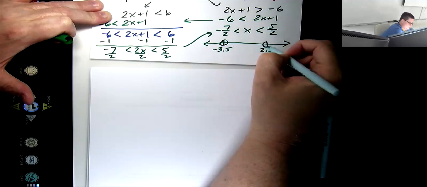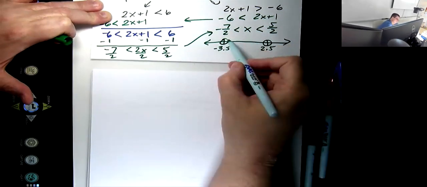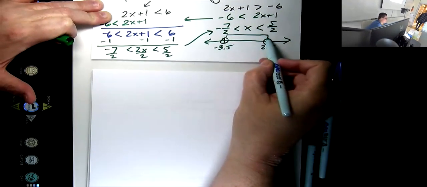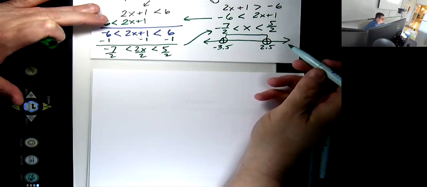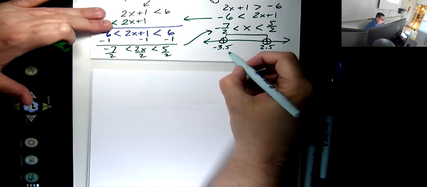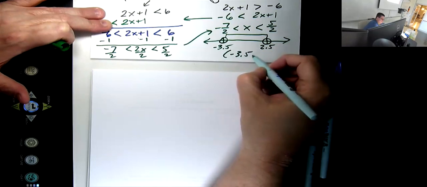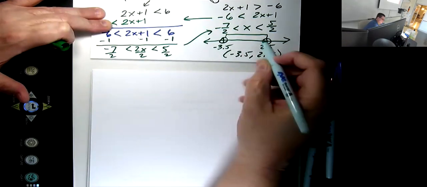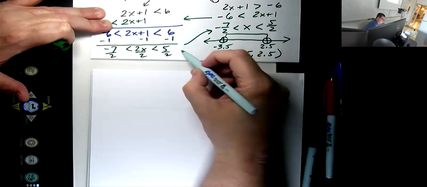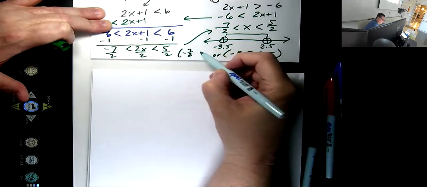There's no equal sign, so we're going to use hollow circles. And so we would do this in interval notation like this, or use the original fractions, -7/2, 5/2.